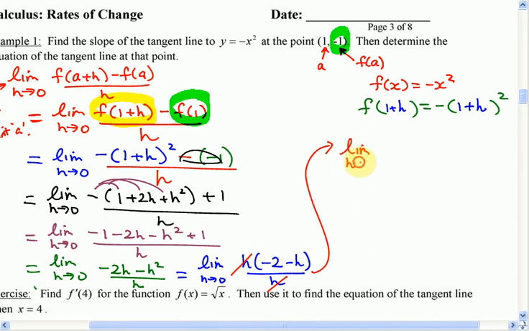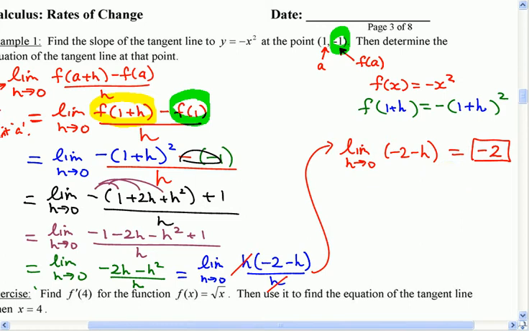And look at this now. Now we have the limit as h approaches 0 of negative 2 minus h. And I think now I can plug in 0 and get a nice answer. What's my answer here? Well, it's just negative 2. And that was exactly the same answer that we got on the first day I taught you calculus. But now I showed you how to do this using algebra. Okay?